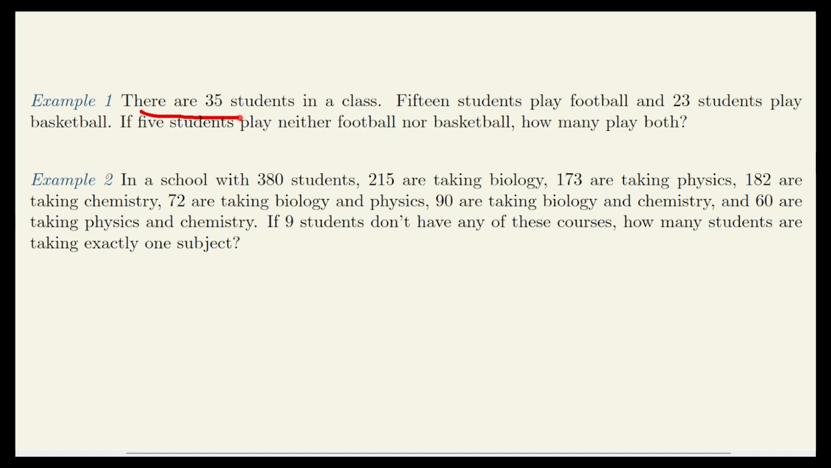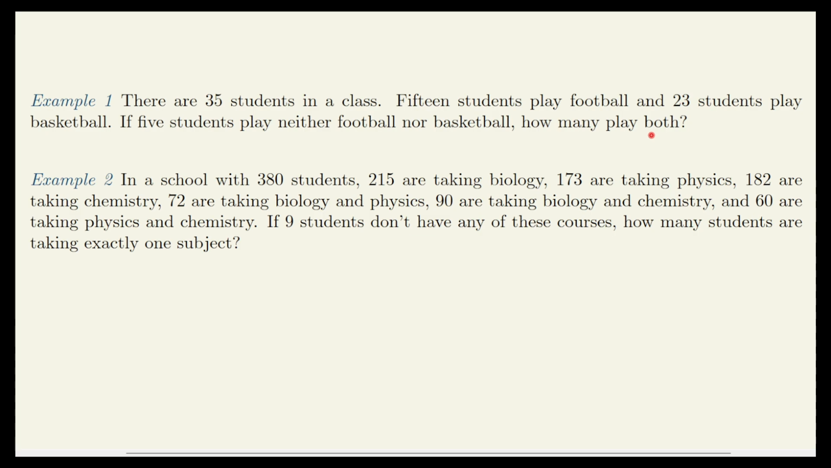So these are kind of questions you have in the book. Some of them are very good, by the way. Some of them are tricky. So this is a very simple one. There are 35 students in a class, 15 students play football, and 23 students play basketball. If 5 students play neither football nor basketball, how many play both? So some questions like that, okay?